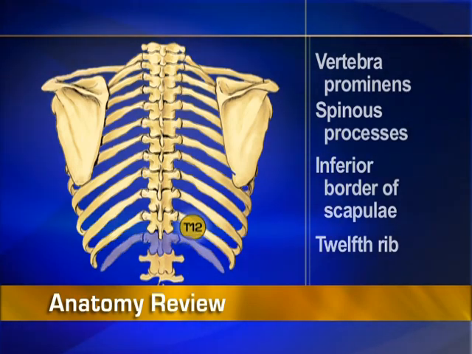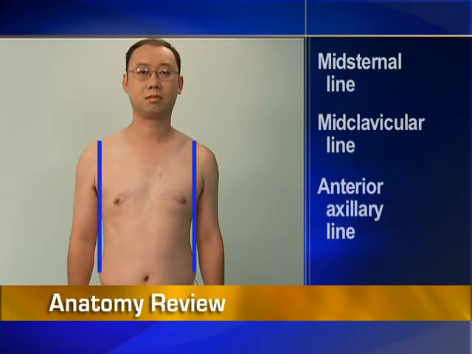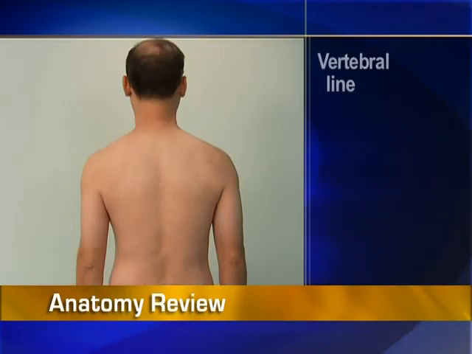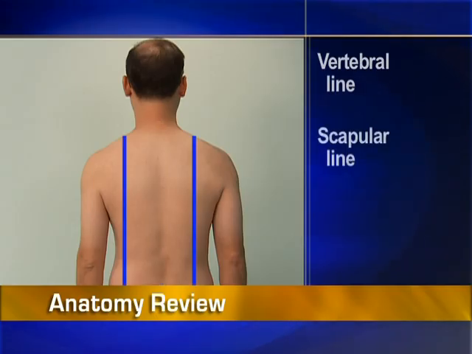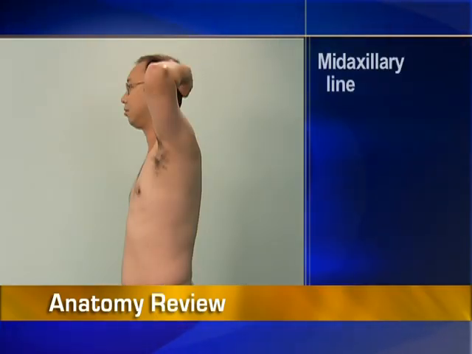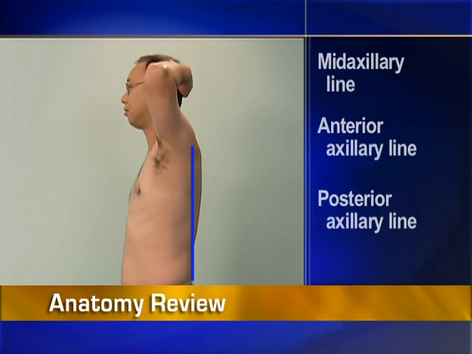To further pinpoint your findings, use reference lines. On the anterior thorax, note the mid-sternal line, mid-clavicular lines, and anterior axillary lines. On the posterior thorax, refer to the vertebral or mid-spinal line and the scapular lines. And on the lateral thorax, imagine the mid-axillary line, anterior axillary line, and posterior axillary line.